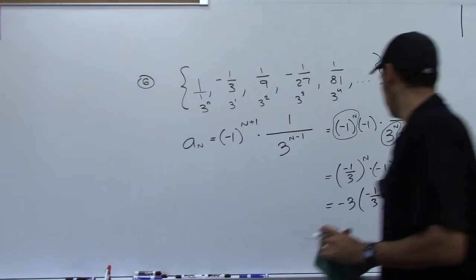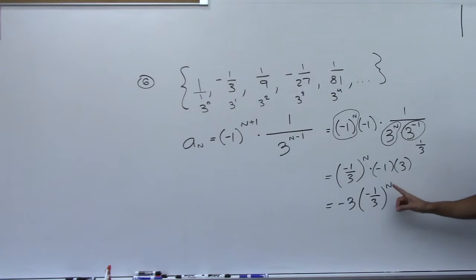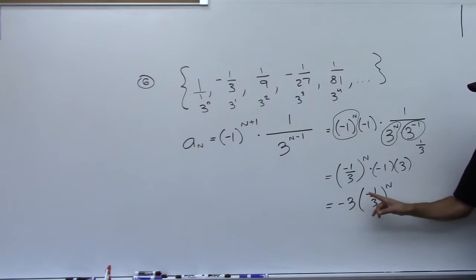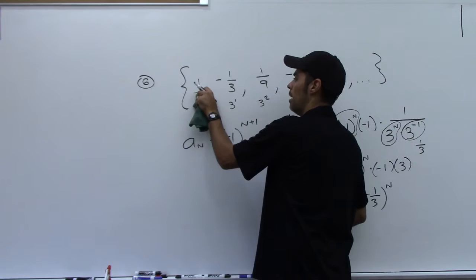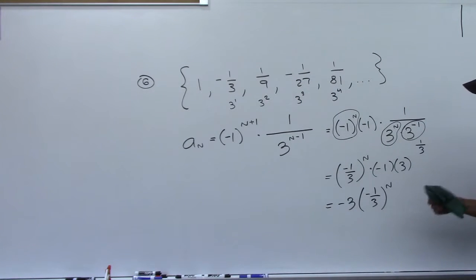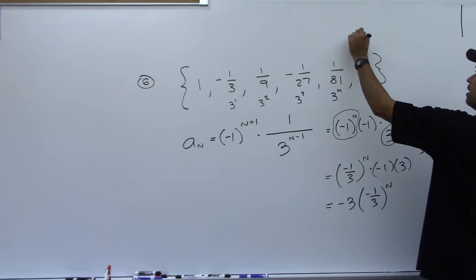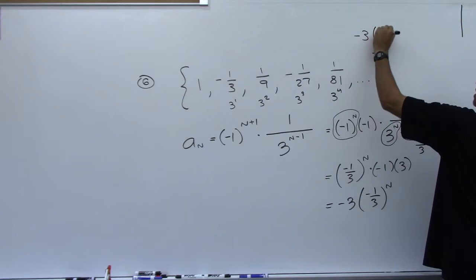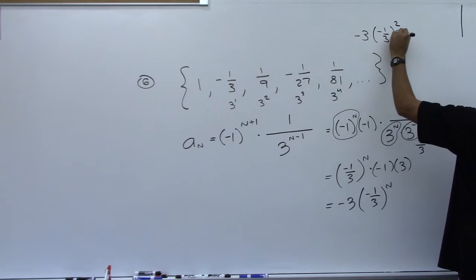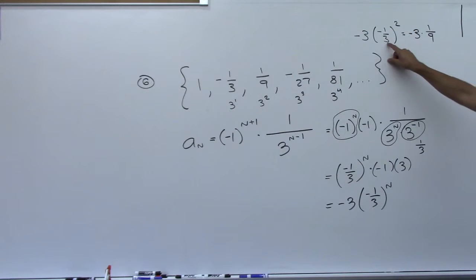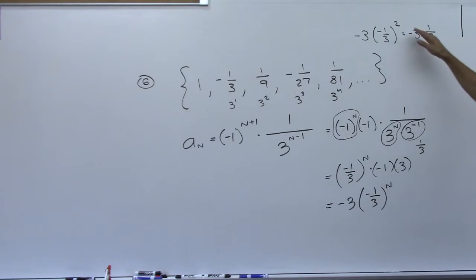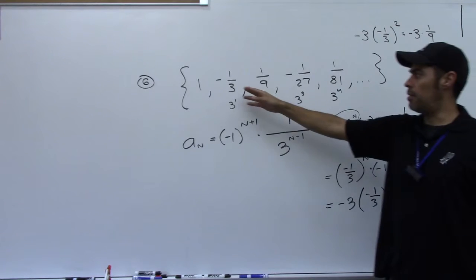Shall we check? If n is 1, you get negative 3 times negative 1/3, which is positive 1, which was our first guy here. If n is 2, we get negative 3 times negative 1/3 squared, which is negative 3 times 1/9. So when you square that, you get 1/9. And then a negative times a positive is negative. That's good. The 3 and the 9 reduce out, and you get the 1/3. So this works.